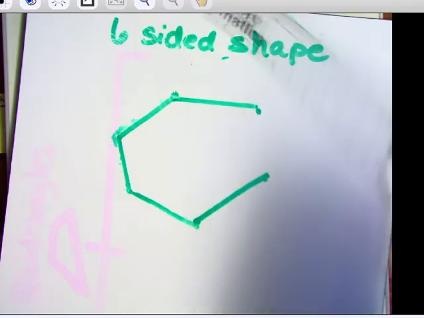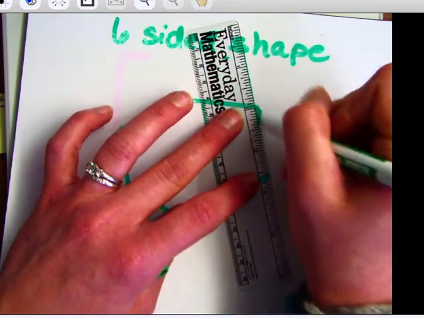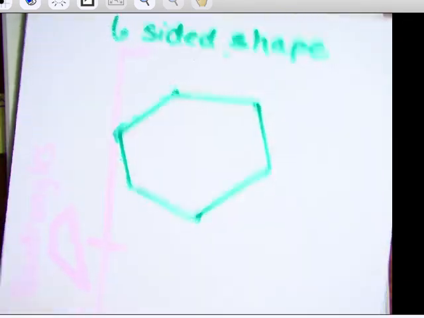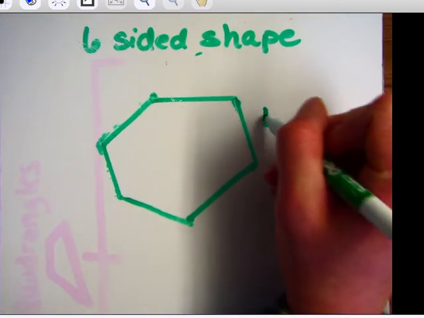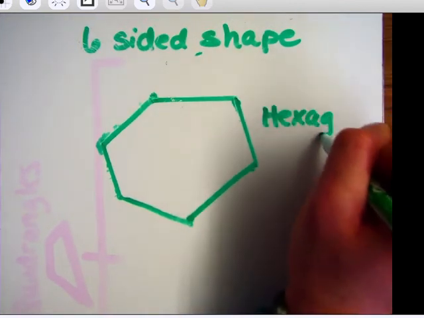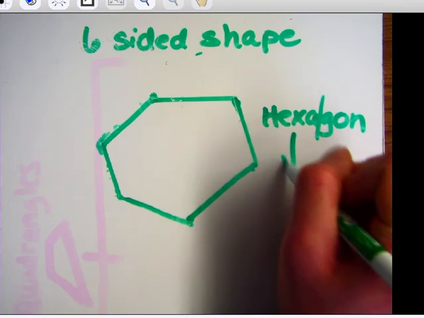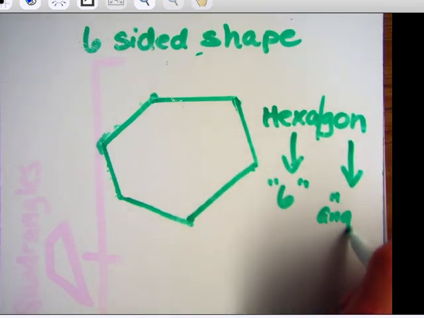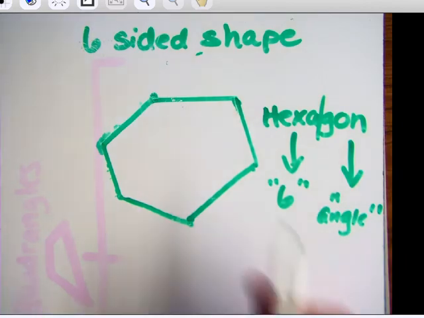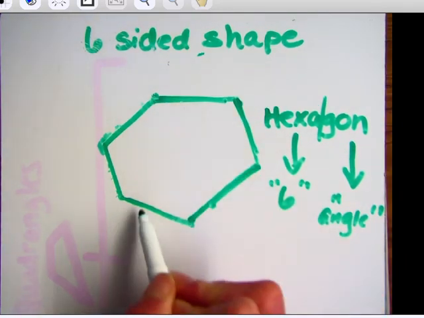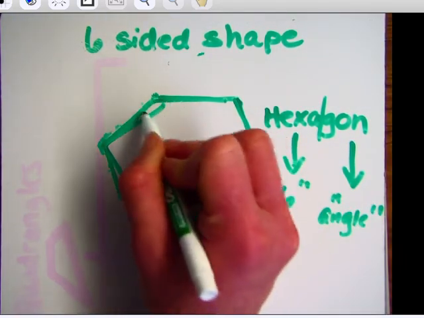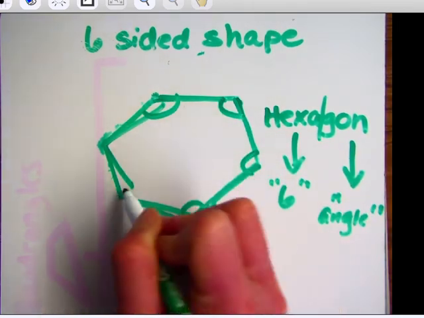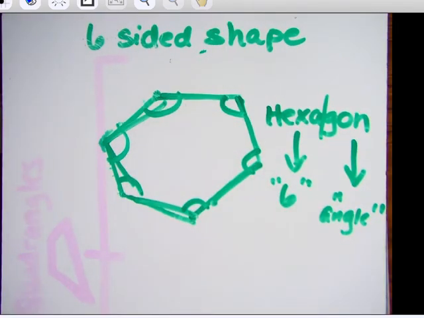So this is one way that we can draw our polygons. Once again, this is a 6-sided shape or a hexagon. Hexa meaning 6 and gon meaning angle. Okay, 1, 2, 3, 4, 5, 6. All right, I'm going to show you one more.